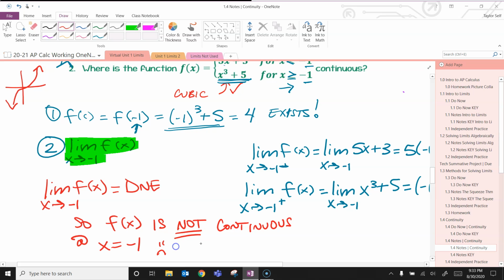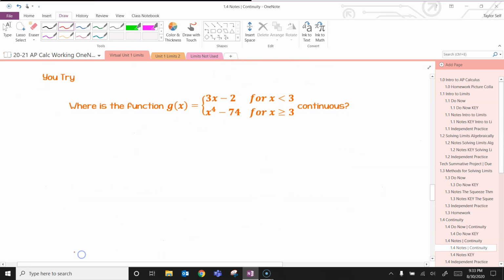Oh no. Okay, good news. We're going to learn how to make this function continuous pretty soon. Okay, but before we do that, I want you to try this problem on your own. Try this problem very quickly.